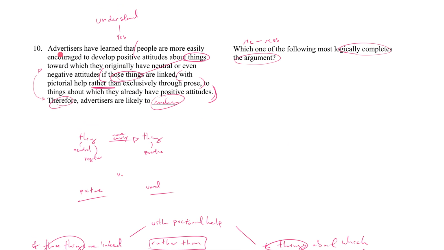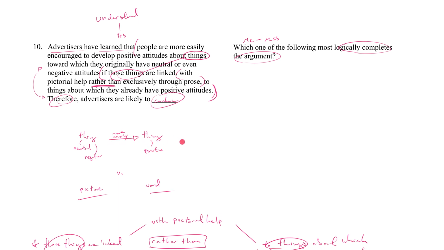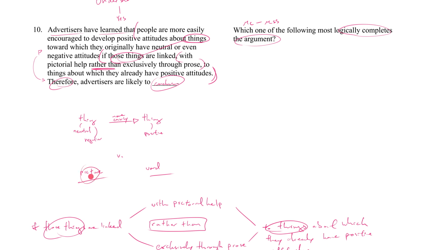So once we understand that advertisers have learned that to get people to change their attitude about a thing from negative to positive, the easier way to do it is by linking that thing through a picture to something else that they already feel positive about, as opposed to linking that thing through words alone to something that they already feel positive about. What do you think advertisers are going to do?